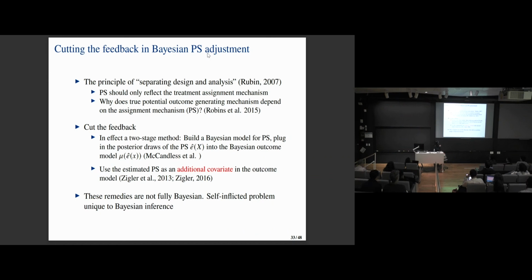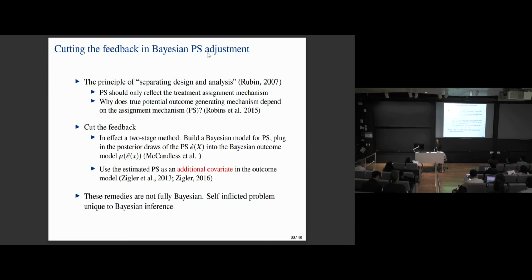So in order to cut the feedback, they realized we have to go back to the original and do this two-stage thing. We first build a Bayesian model for the propensity score, and then we plug in the posterior draws of this propensity score so that we take into account the uncertainty in the first stage in the Bayesian outcome model. This is still a bit of a cumbersome approach, but Corey realized, from this perspective of cutting feedback, that you have kind of no choice but to add the estimated propensity score as an additional covariate into the outcome model. I'll have to do this two-stage thing.